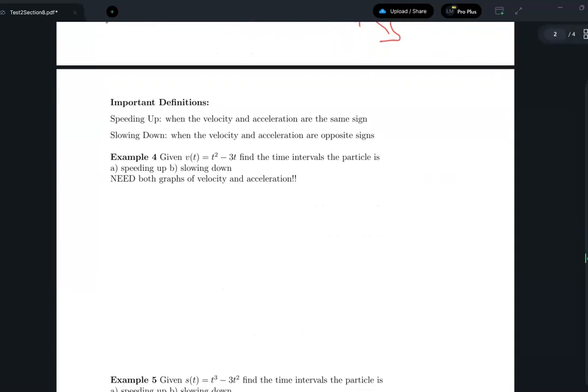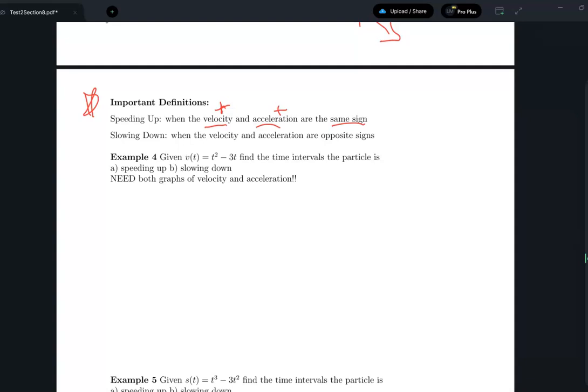Okay, so let's talk about speeding up and slowing down. This is an important definition. Speeding up is when the velocity and acceleration are the same sign. You can easily think of it as when you're driving with a positive velocity, and then you step on the accelerator, you do speed up, right? The analogy doesn't work so well with negatives, but let's just go with what we've got.